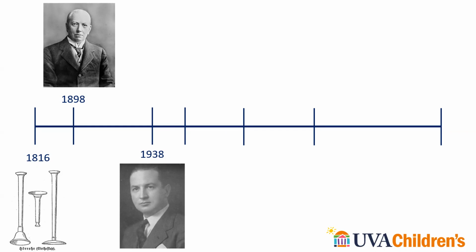And then about 40 years later, in 1938, Dr. Robert Gross was credited with performing the first PDA ligation on August 26. He ligated the PDA of a 7-year-old girl who was suffering from heart failure. This is not a neonate I'm discussing at this time, but it is the first of surgical ligations.